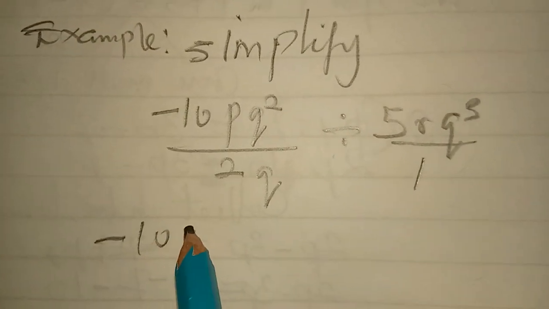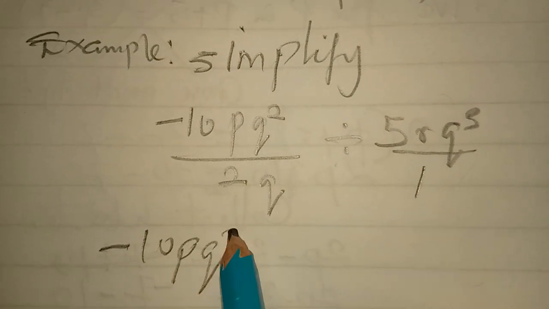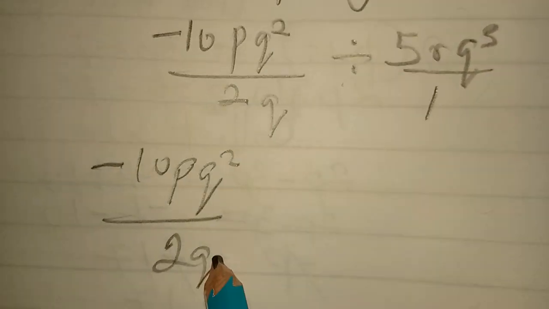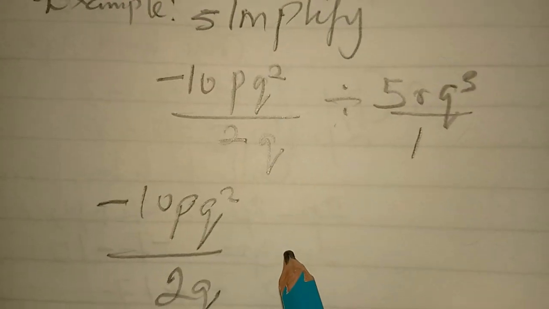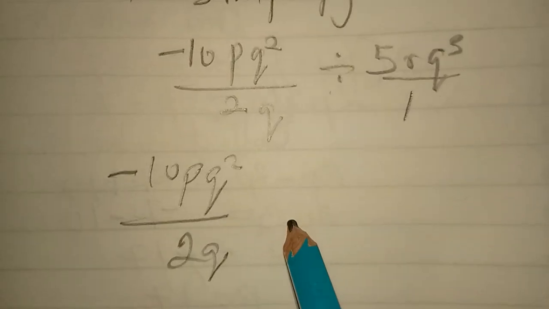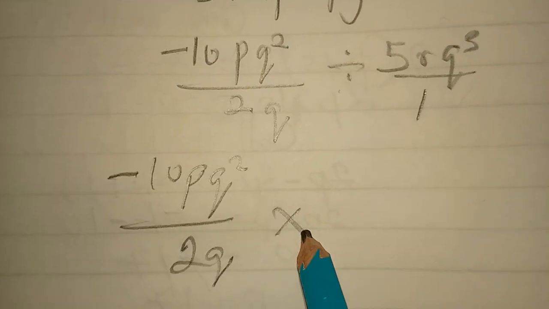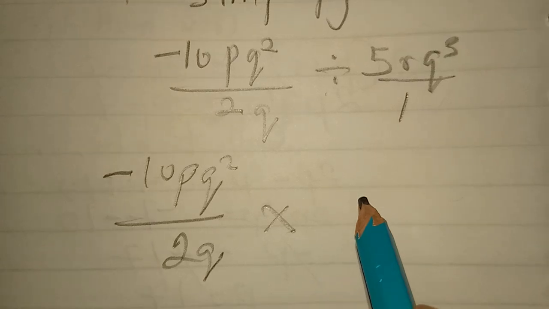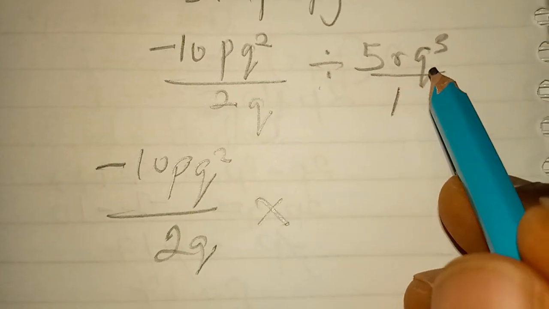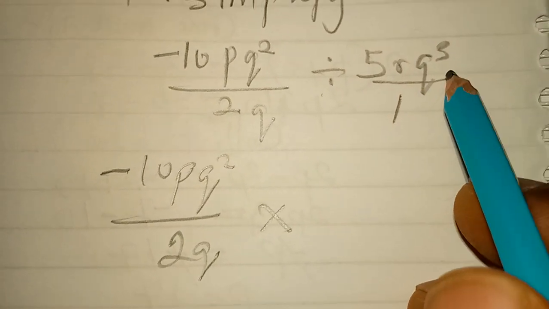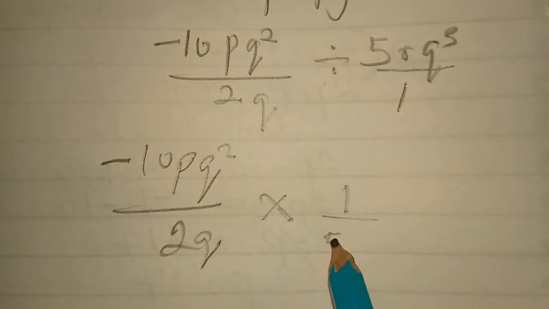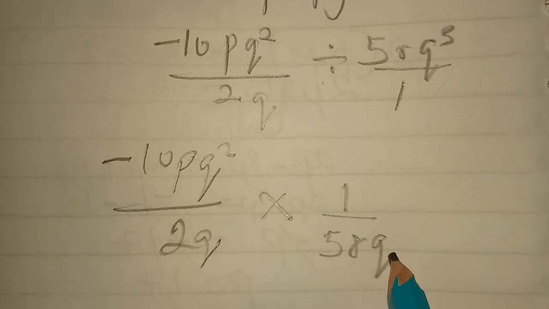Minus 10pq squared over 2q. In this case, you're changing this to what? You're changing this to a multiplication sign. And when you change it to a multiplication sign, this, instead of becoming 5r cube over 1, it will be 1 over 5r cube.